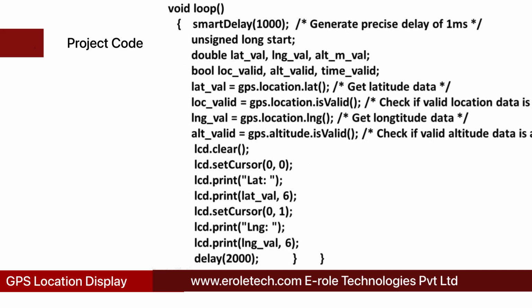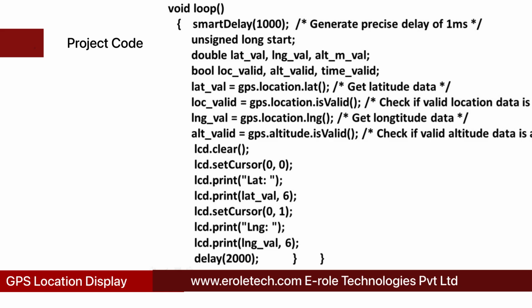Void loop. This function will run over and over again forever, so whatever we have written inside it will repeat forever. smartDelay(1000). This function will generate the precise delay of 1 second. These are the variables and inbuilt functions used to extract the latitude and longitude from the received data from the GPS module. lcd.clear(). This function is used to clear the LCD screen. lcd.setCursor(0,0). This function is used to print the message on the first line on LCD screen.